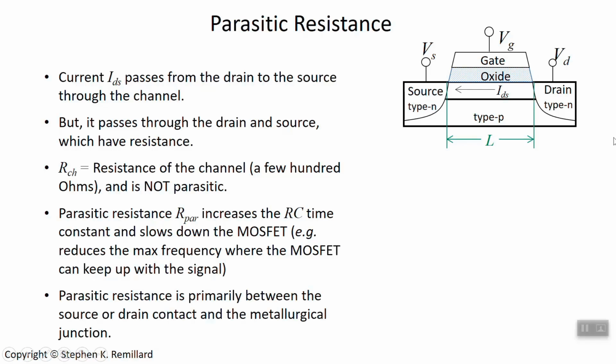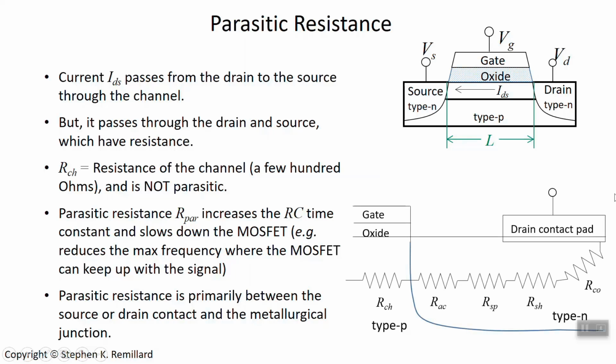Inside the source and inside the drain is where that parasitic resistance resides. It's between the contact pads of the source and drain and the metallurgical junction, which is the place where the N and P-type doping change dominance. Let's go ahead then and look at a resistor model of the parasitic resistance, which accounts for the resistance inside the pad. We'll just look at the drain contact pad, which has 4 different sources of parasitic resistance. We'll go through each one of them: the contact, the sheet, the spreading resistance, and accumulation resistance. And remember, R sub CH is inside the channel, so it's on the other side of the metallurgical junction.